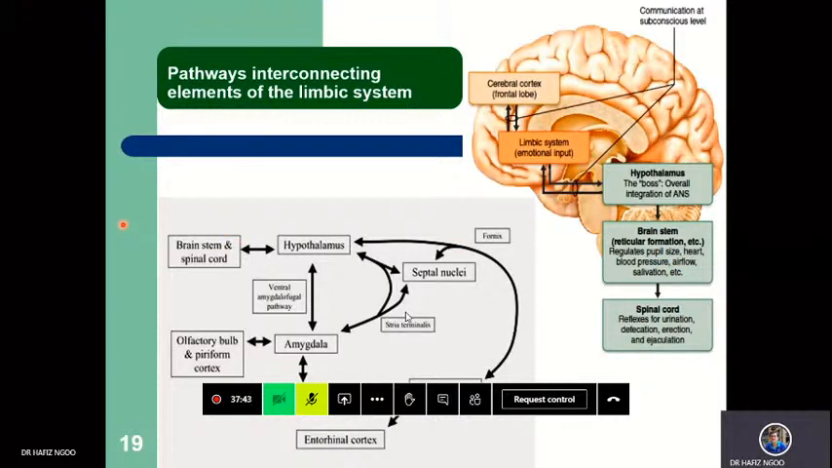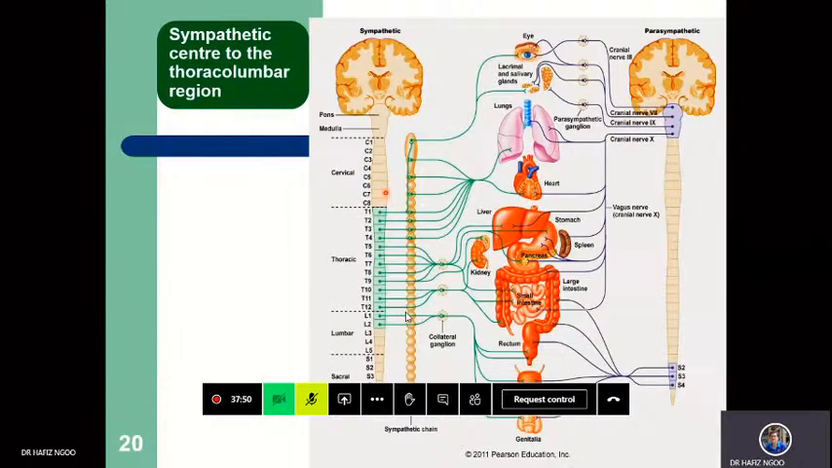Then we talk about the preganglionic neurons. These are the sympathetic center. There are about 22 ganglia for the sympathetic system, running from the thoracic to the lumbar region. These are the sympathetic ganglia that run parallel to it. Some of the preganglionic fibers innervate the postganglionic neuron in the ganglia. Some run directly and go straight to the adrenal medulla.